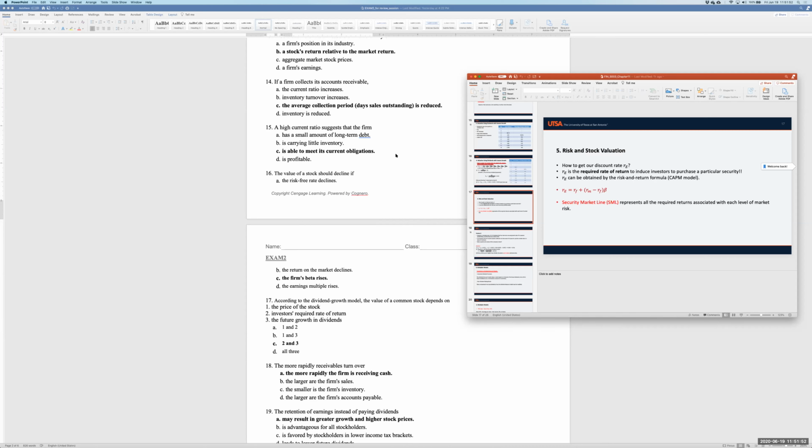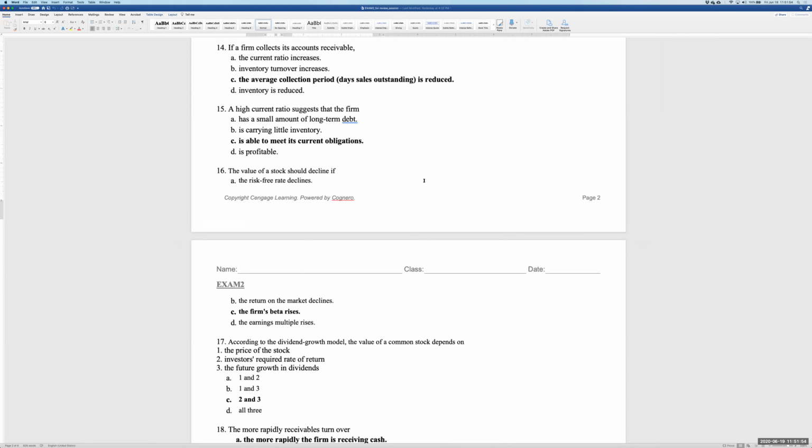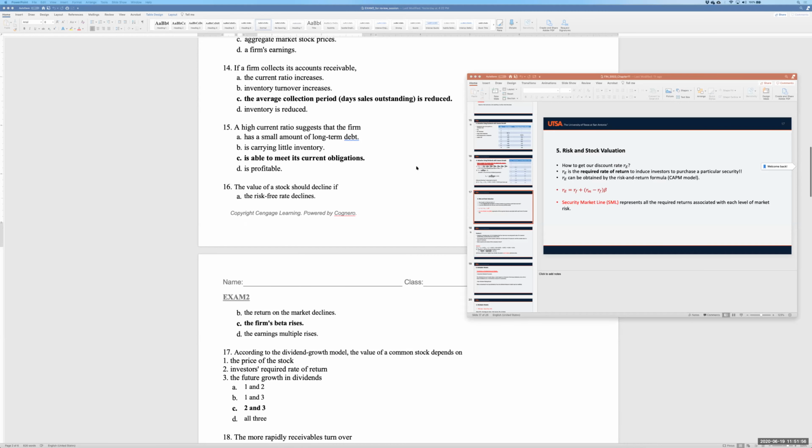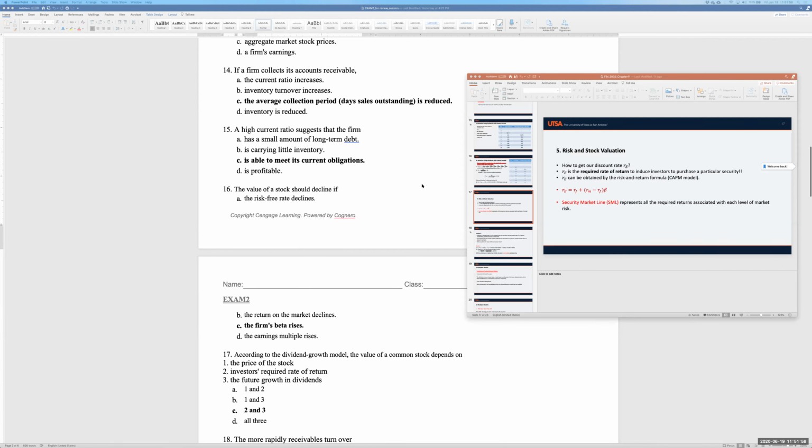Let's make it bigger. Okay, 14. If a firm collects its accounts receivable, what does it mean? The current ratio increases, no. Inventory turnover increases, no. The average collection period, in other words, days sales outstanding, is reduced, correct. The correct answer is C. The inventory is reduced, no.